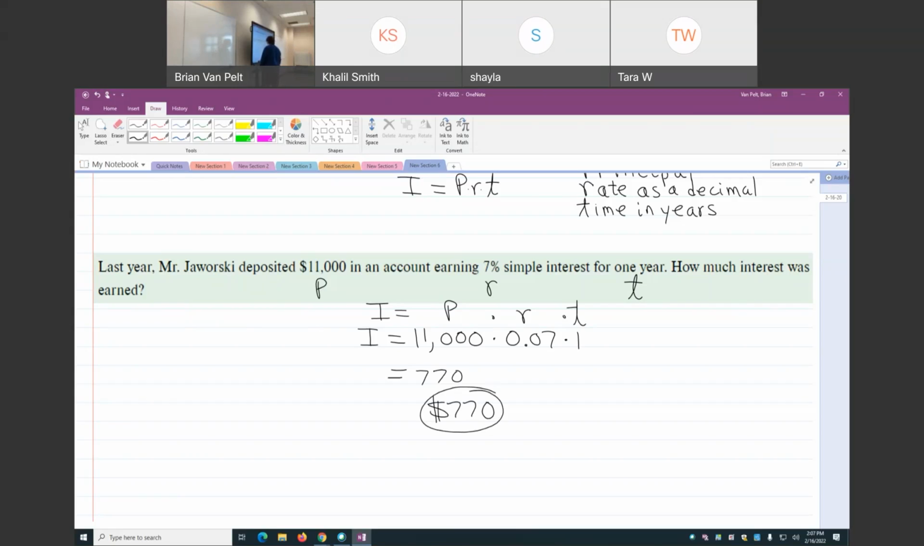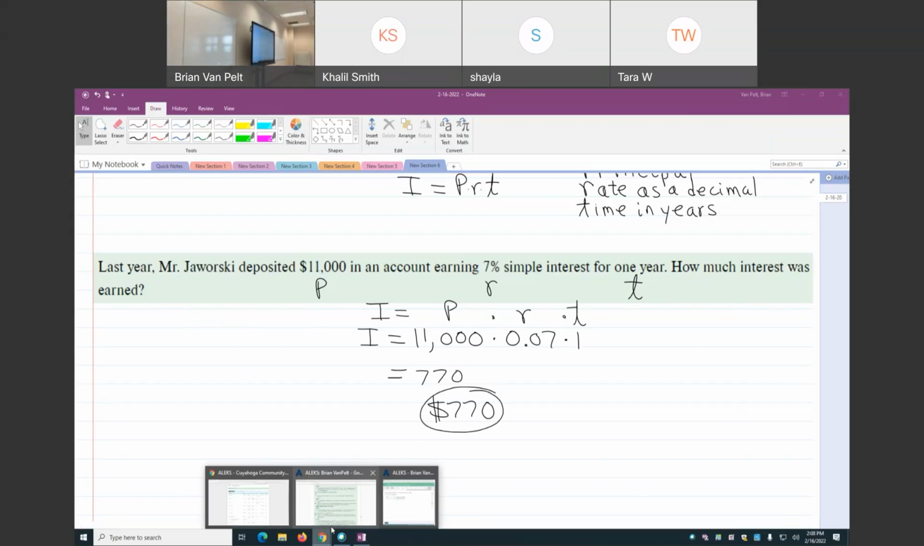The other reason we probably do simple interest is because it's the only one of the formulas that's easy to do. The ones for compound interest require more math than we have in this class. All right, let's move on.